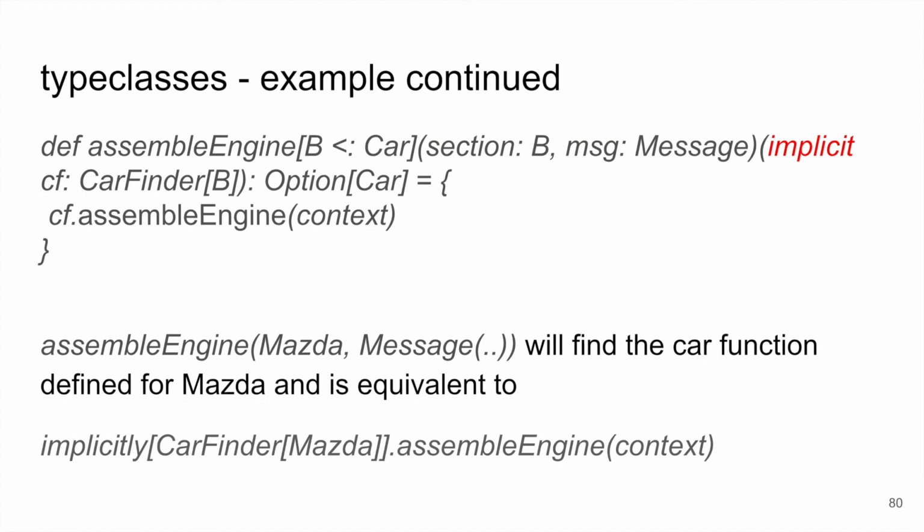I copied the last method from the previous slide to the top here so we can see it better. So let's go through it. Say you call method assembleEngine with Mazda and some message, doesn't matter what. What happens is the implicit will try to find a CarFinder with a type member Mazda, and on that call method assembleEngine. So later on we will see that we can simplify this method signature a little bit by using syntactic sugar.